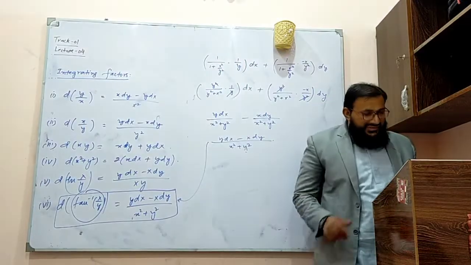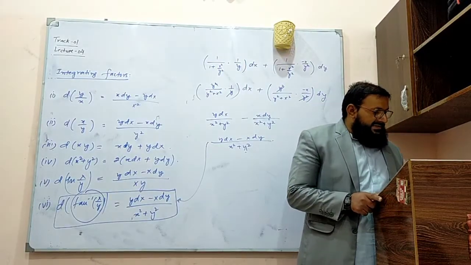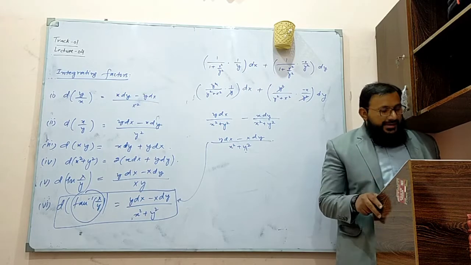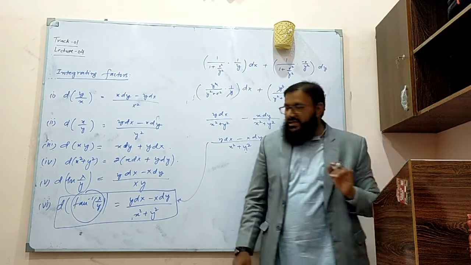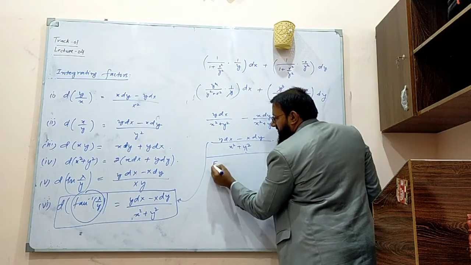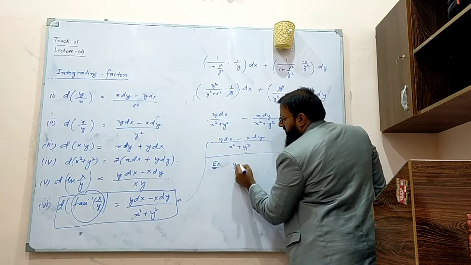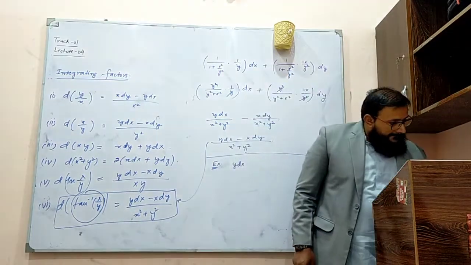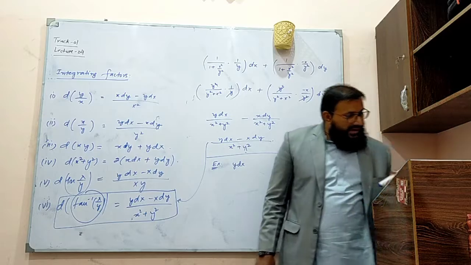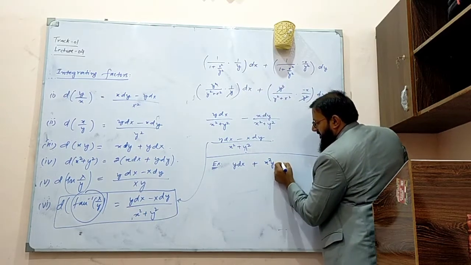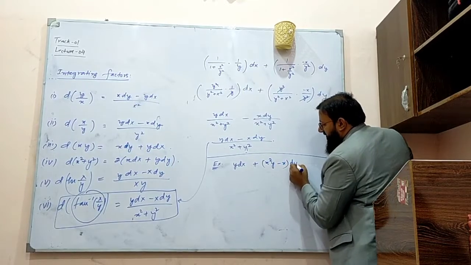So you can prove these things easily, but the good thing is that we can apply these in so many problems if we remember these. Let me take one of the examples, which will be very short. y dx plus x square y dy minus x dy equals 0.